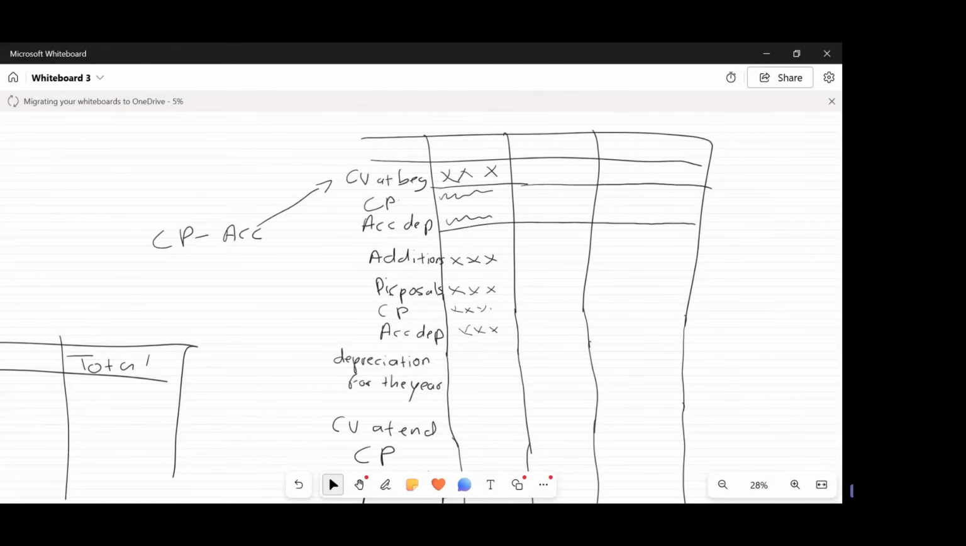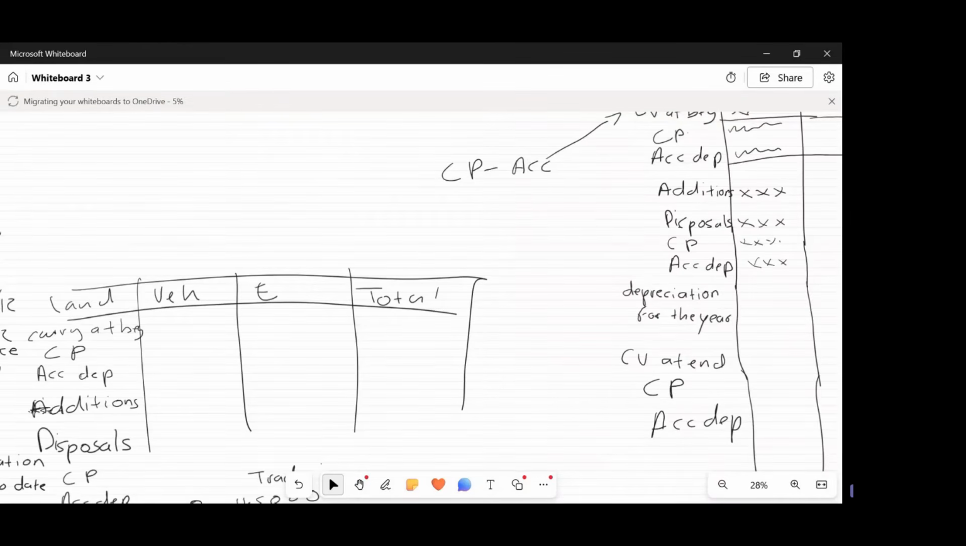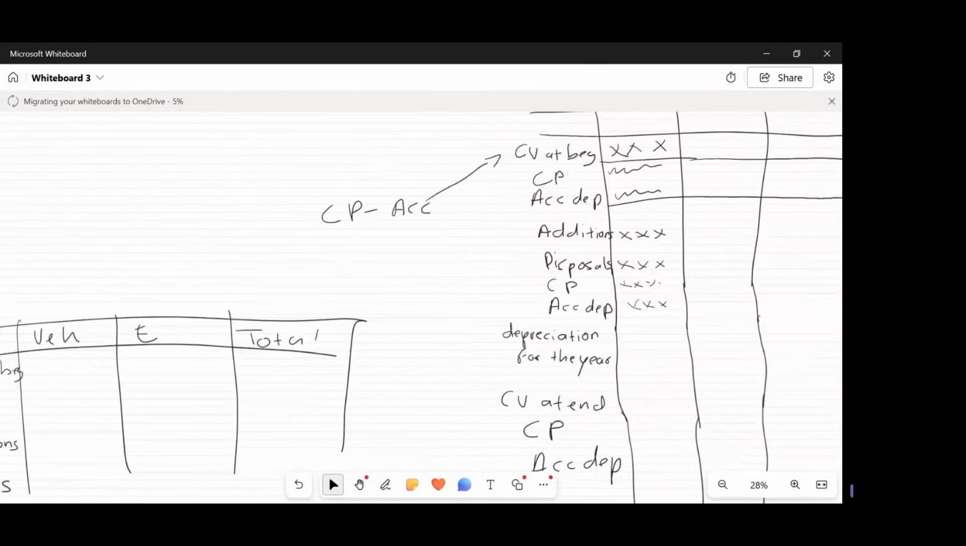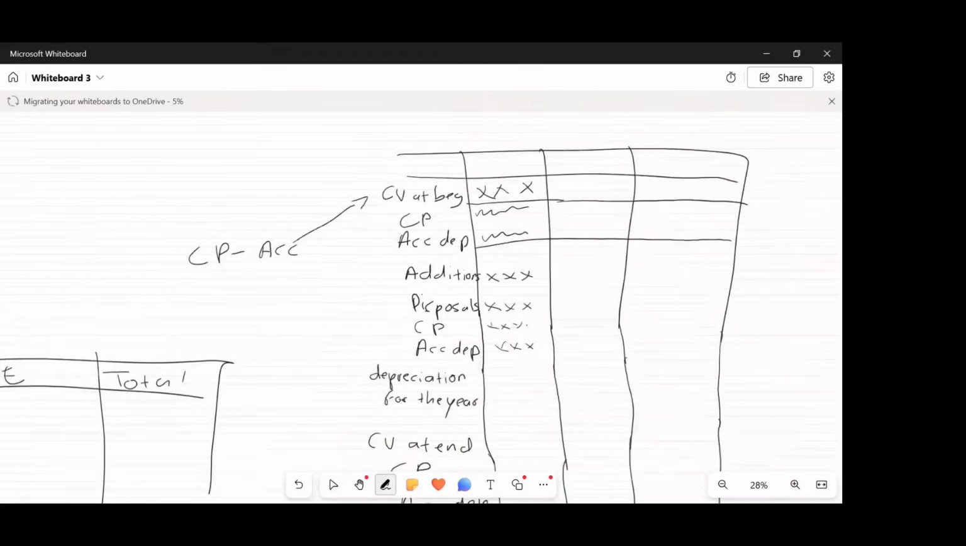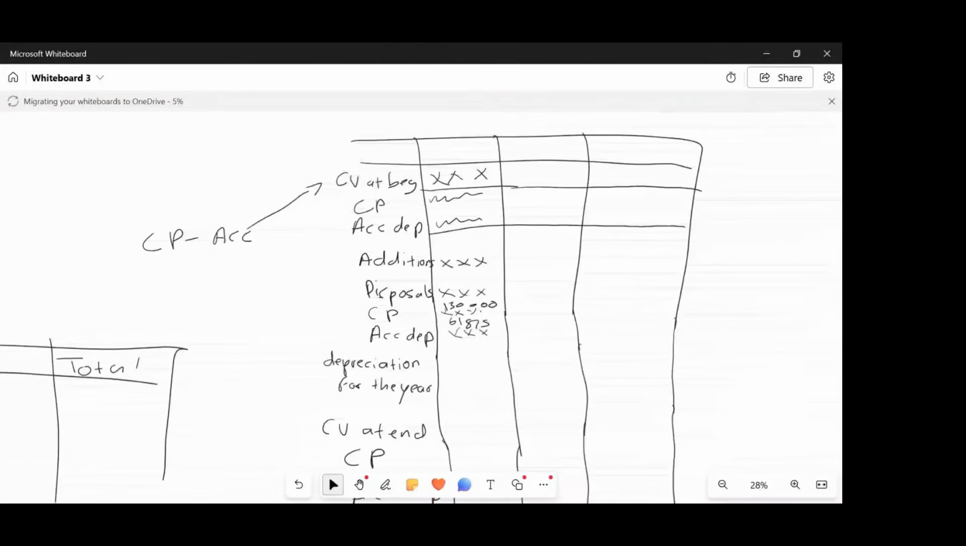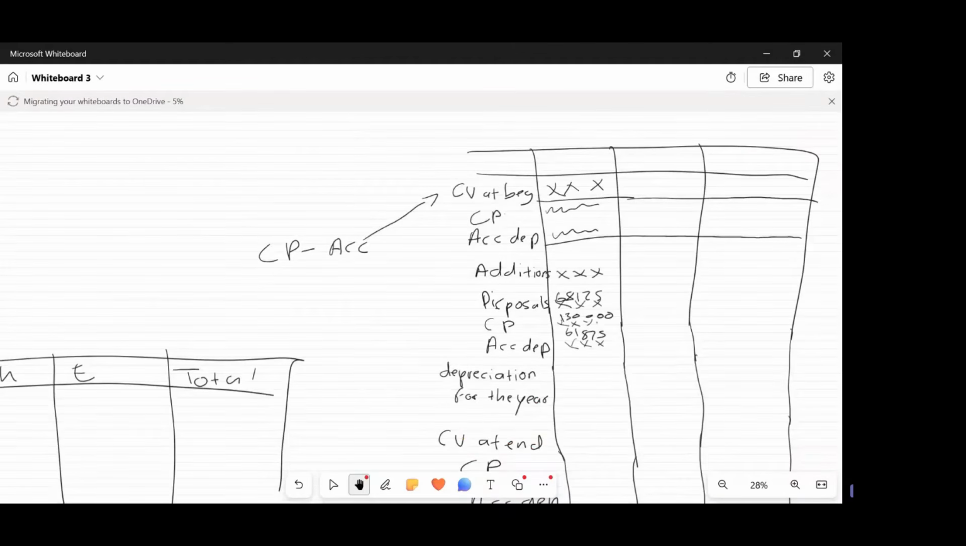So let's say, for example, on that one, the asset's cost price was 130,000, and the accumulated depreciation, you said it was 61,875. So it's going to be 61,875. And then you say 130,000 minus 61,875, you get 68,125. And then you go to depreciation, the depreciation of remaining assets.